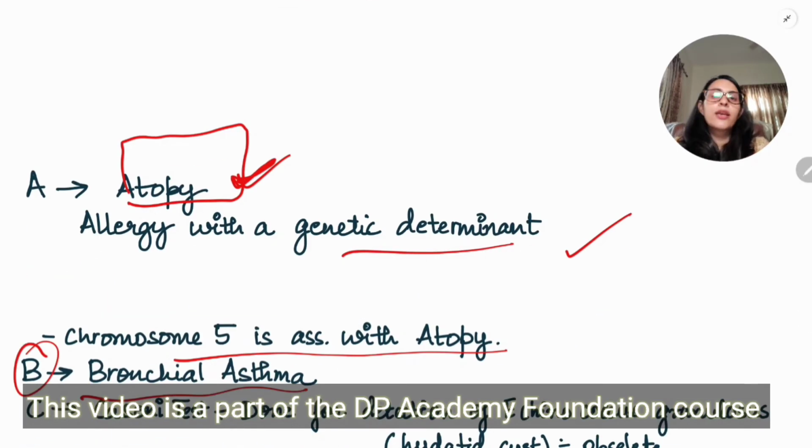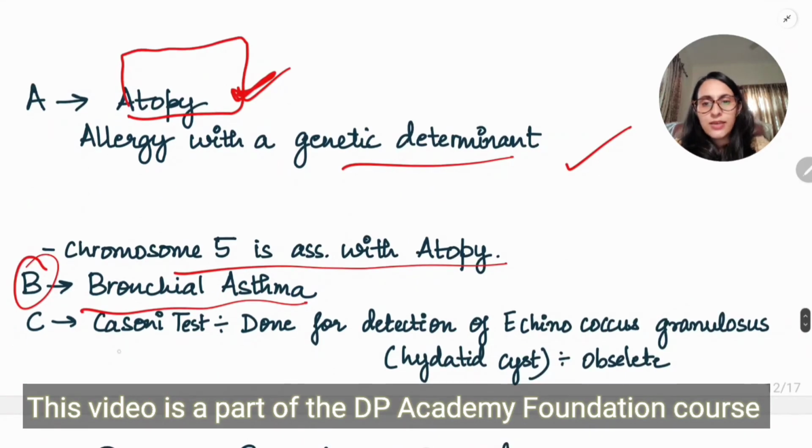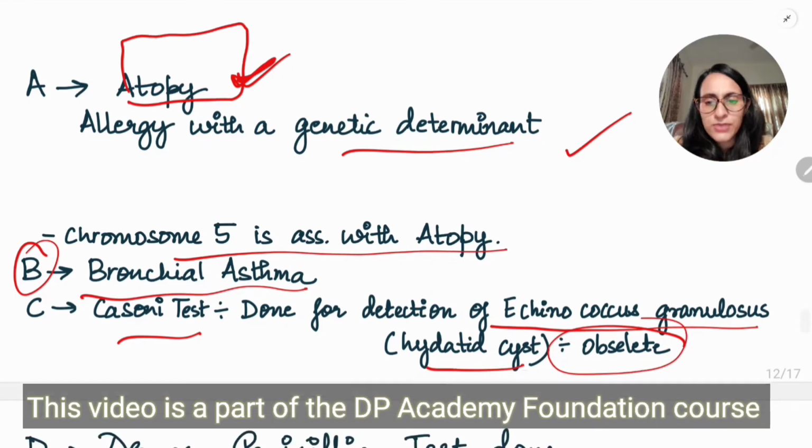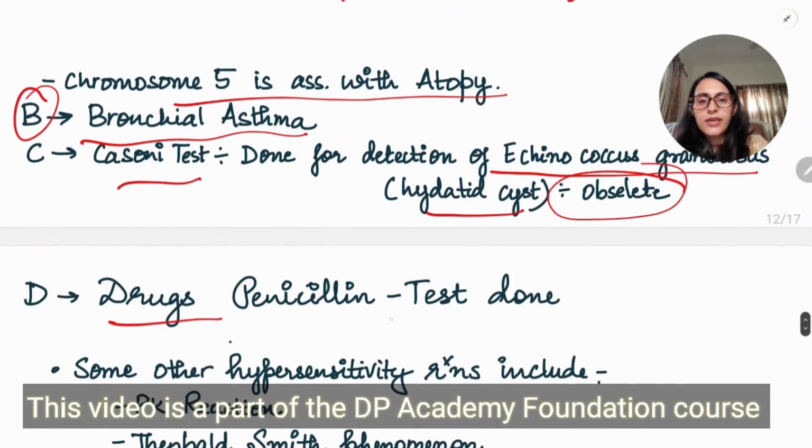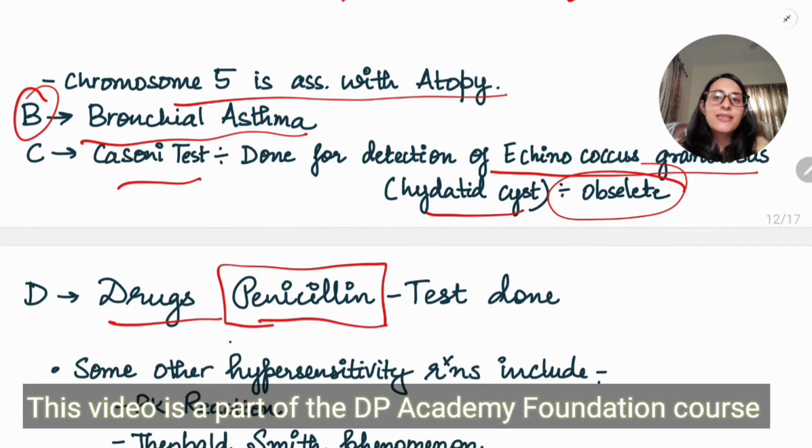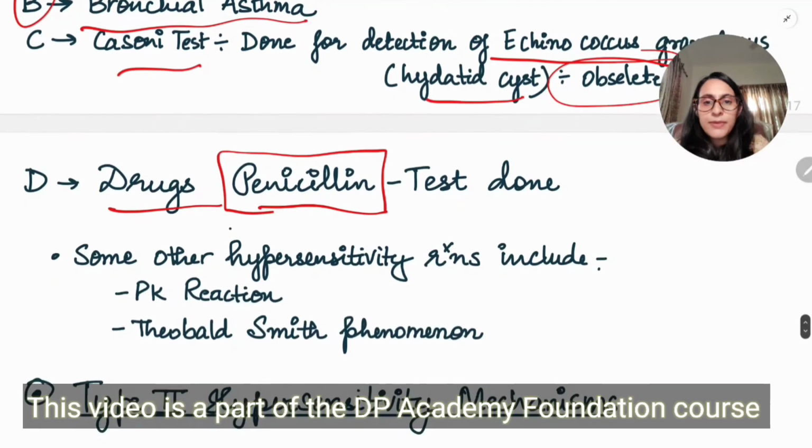Coming to B, it is bronchial asthma, and we have covered this. C is the Casoni test that is done for detection of Echinococcus granulosus. It is hydatid cyst, and this test is not done nowadays. It is obsolete. D for drug, in case of a drug allergy testing. For example, test is done for penicillin allergy or some hypersensitivity reactions that include drug allergy such as PK reaction or Theobald-Smith phenomenon. Both of these are also obsolete.